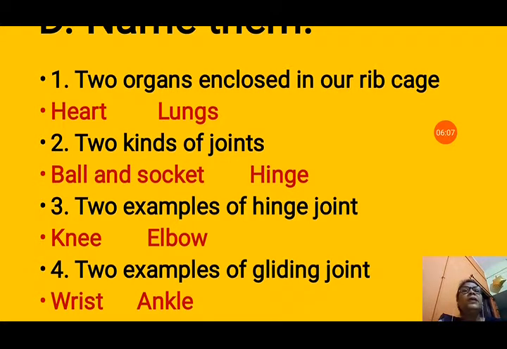Question number 3, the examples of hinge joint. You have seen that the knee, elbow and fingers are hinge joints because they allow movement in only one direction. So you can write any two. Here knee and elbow is written. Question number 4 is two examples of gliding joint. We have seen that wrist and ankles have gliding joints. So we have written here wrist and ankle.